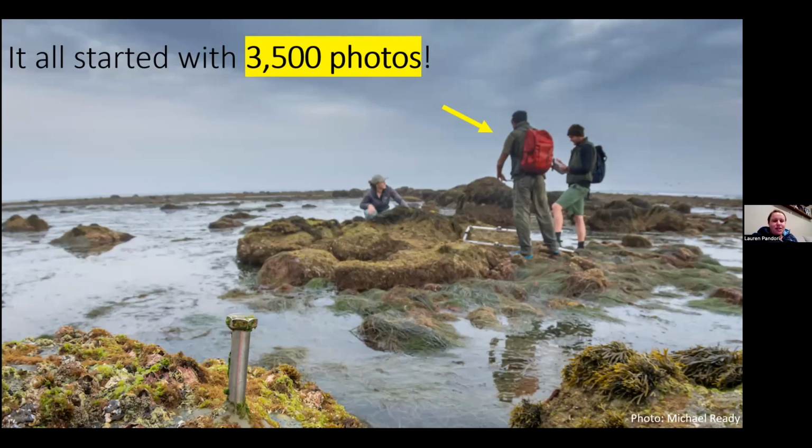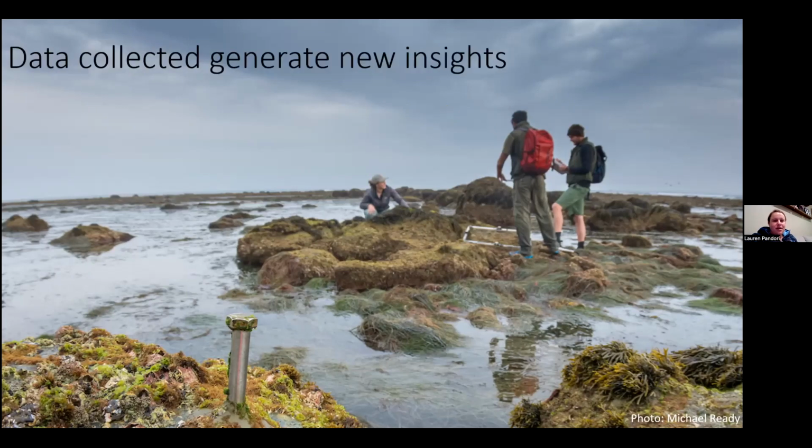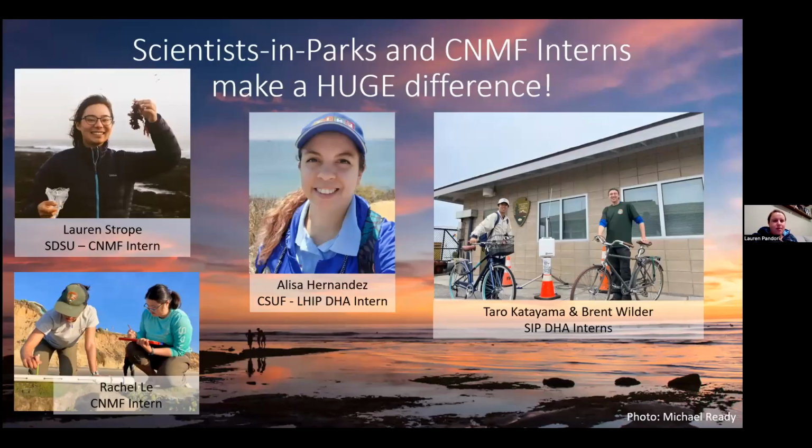And this particular project, which came from observations in these photos over time, also couldn't be done without the help of a lot of different interns and a lot of different people over time. So it's not all just work that we've done recently. Part of this work was done by CNMF intern Rachel Lee, who organized all those 3,500 photos so that we could even start analyzing them for this project.